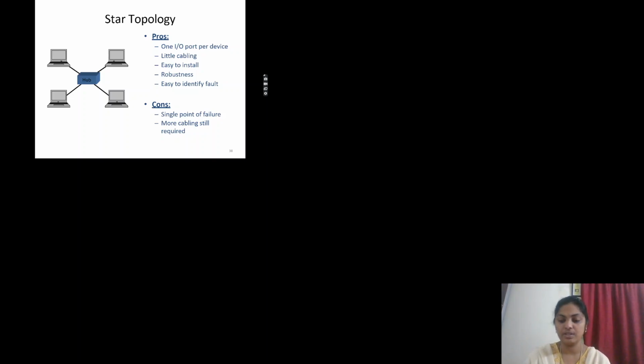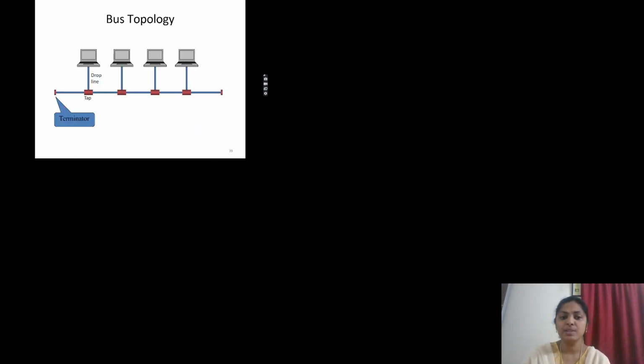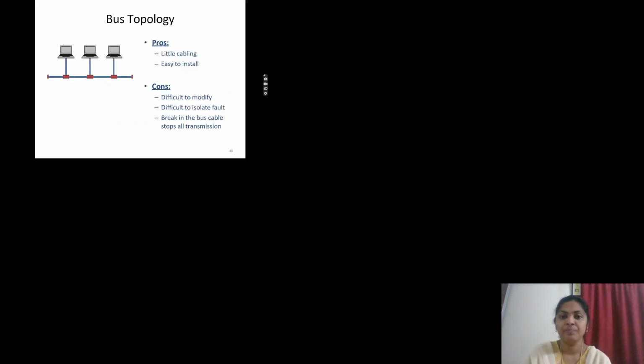Those are the disadvantages. Then moving on to the bus topology. This is arranging your devices in a linear fashion. Here you can see a drop line that gets connected to a common line that gives you the bus structure. There is a terminator at the end. What are the advantages and disadvantages of this kind of structure? Little cabling is required, and it is easy to install. That is the advantage. The disadvantage is when you have to modify it.